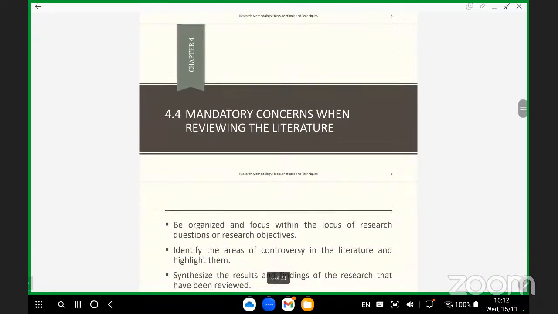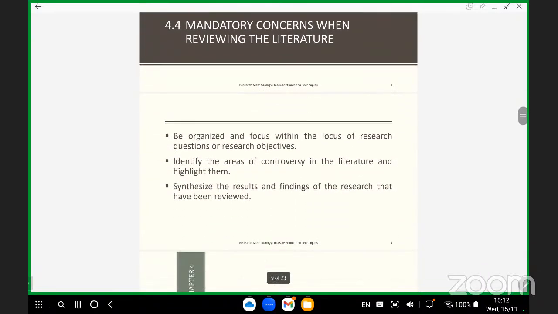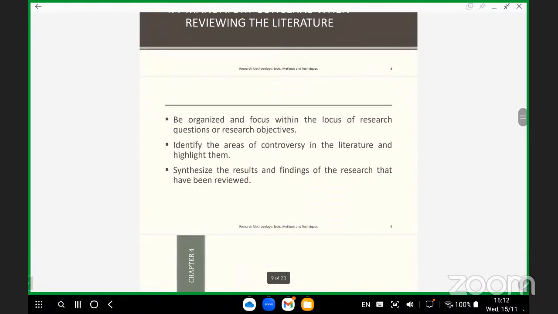Okay, so concern when reviewing the literature, of course you have to be organized, you have to focus within the locus of your research question or objective. That's the reason why pentingnya kenapa research objective, research question dan juga hypothesis itu perlunya directional dan perlunya align together. Dia tidak boleh lari daripada research framework itu supaya tak diverted from the focus area of interest tu.